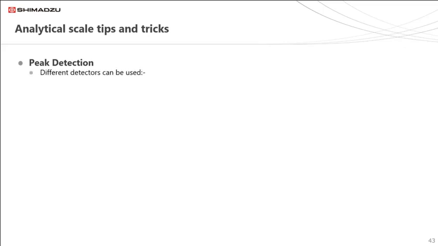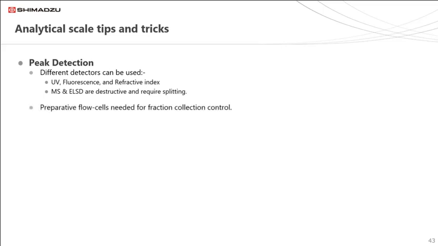Compounds can be seen by different detector types, just as with any normal LC. UV, fluorescence, and refractive index are non-destructive, so can be easily connected to a fraction collector. Mass spectrometers and evaporative light scattering detectors are destructive and require splitting. However, at these flow rates, this would involve the loss of significant amounts of compound. Detectors need to be equipped with preparative flow cells to overcome overload and allow optimum fraction collection.